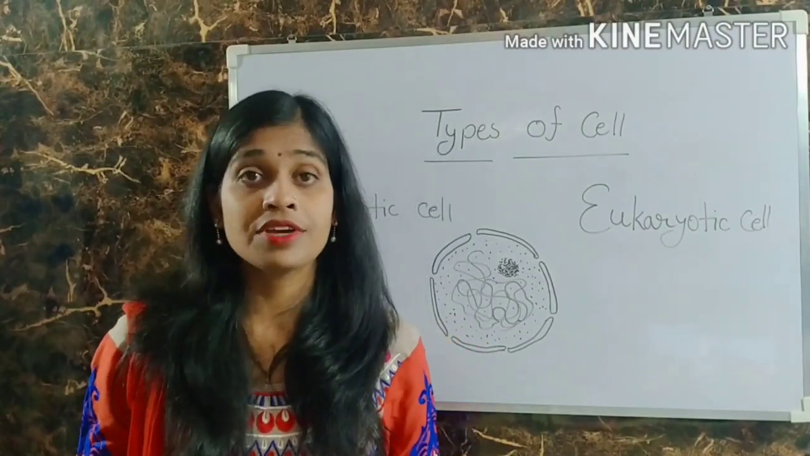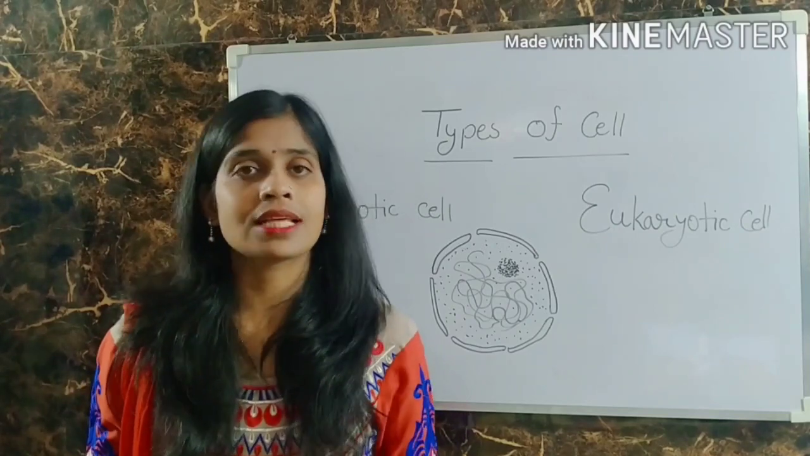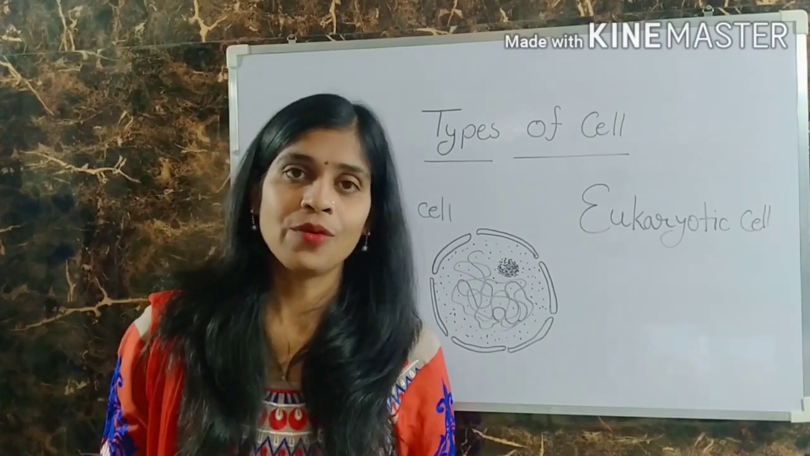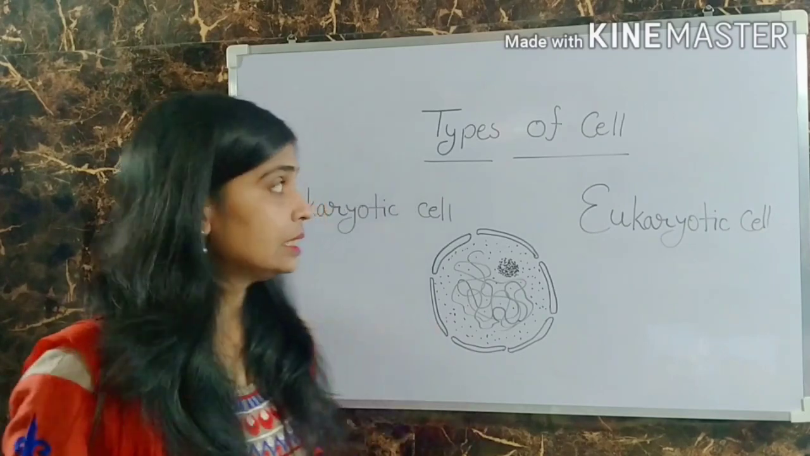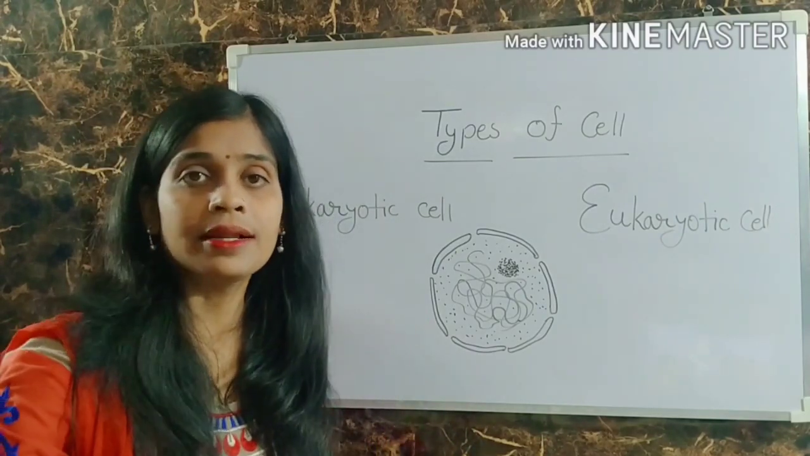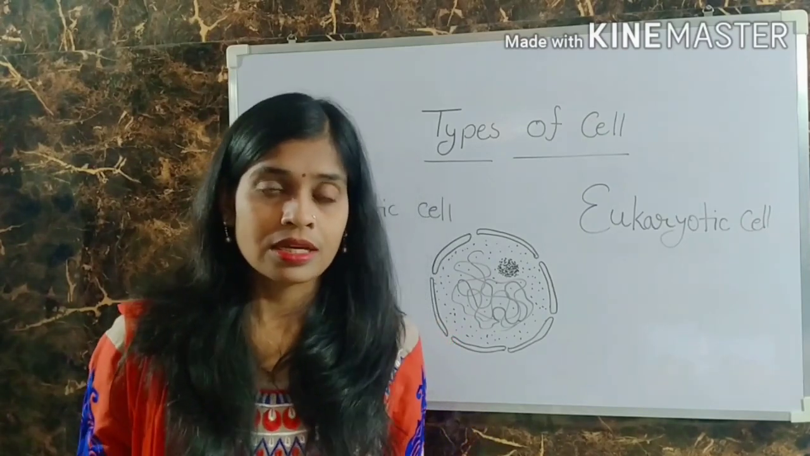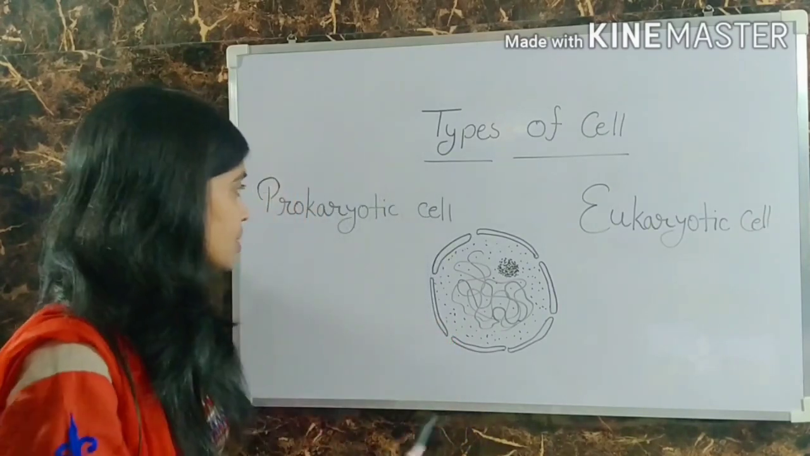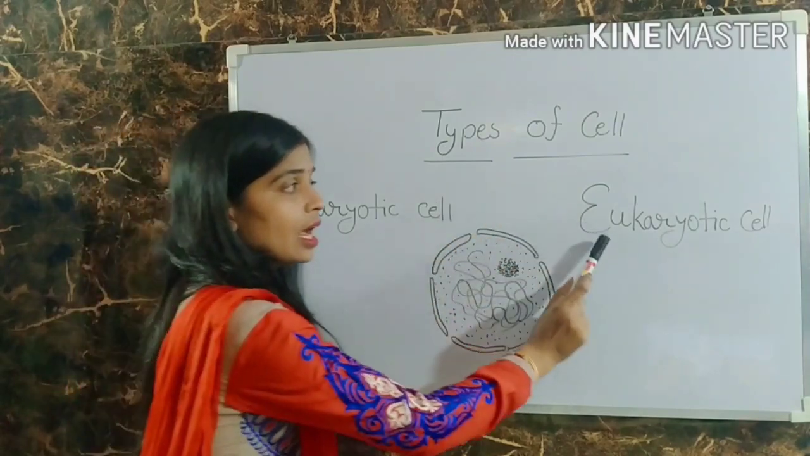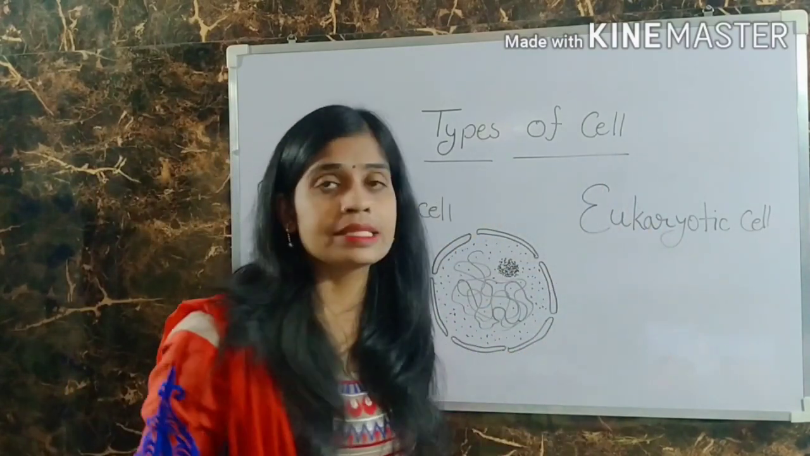In the previous class we have learned the number, shape and size of cells. And now in this class we will learn the types of cells. So friends, on the basis of the nucleus, cells are of two types: prokaryotic cell and eukaryotic cell.